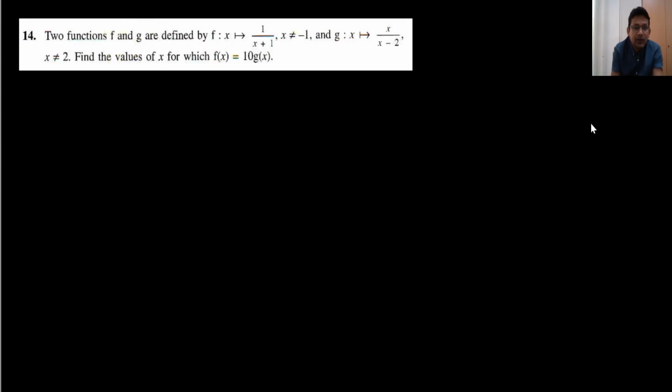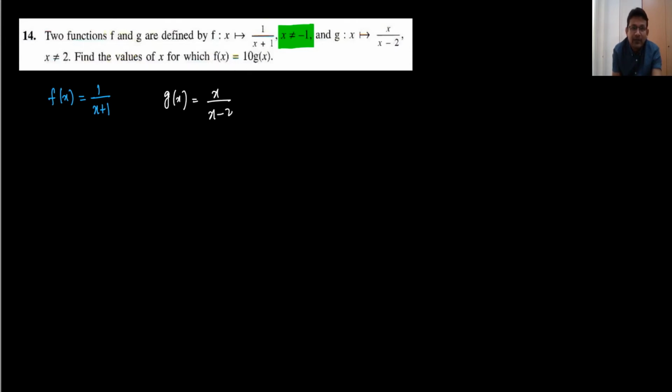In question number 14, when you see the function f of x is 1 upon x plus 1, this part is very important. X is not equal to minus 1 means this cannot be 0. That's fine, because when you write minus 1 here, minus 1 and plus 1 is becoming 0. So 1 upon 0 is not possible. And same thing, g of x is x upon x minus 2. Here we cannot write 2. That's why it's given x is not equal to 2. Okay, find the values of this.